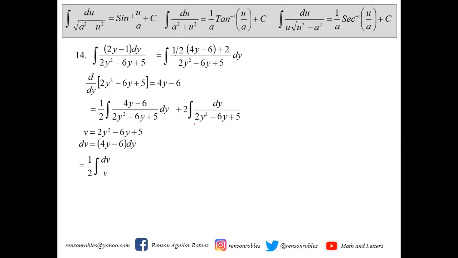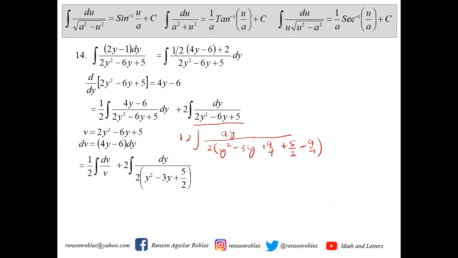And for this part, we shall complete the square. So we first factor out 2. So you have 2 times the integral of dy all over 2 times (y squared minus, that 6y will become 3y. And then 1/2 of negative 3 is negative 3 halves, squared. So we will be adding 9/4, plus this is 5. 2 has been factored out, so this will become 5 over 2. We added 9/4, so we must subtract the same number, that's minus 9/4.